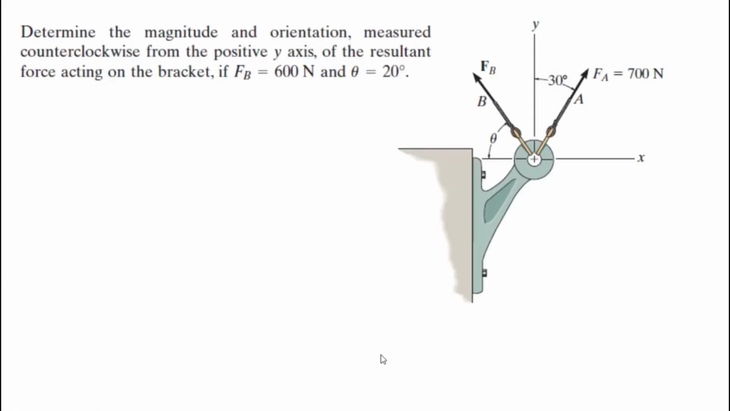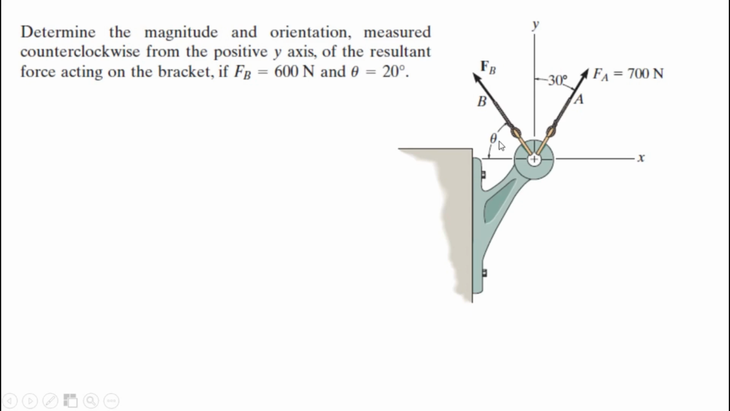Okay, here's a problem applying what we've learned about adding coplanar forces using Cartesian coordinates. Okay, so I've got two forces here, FA and FB, and I want to find the resultant of those two added together. Okay, so FA is 700 at an angle of 30, FB is 600 with an angle of 20.